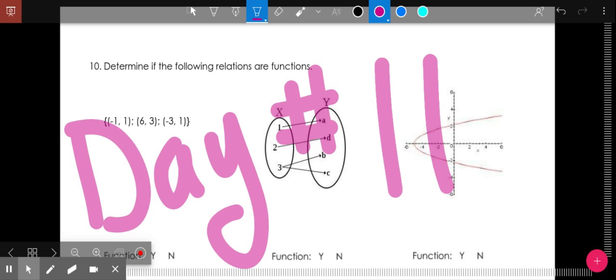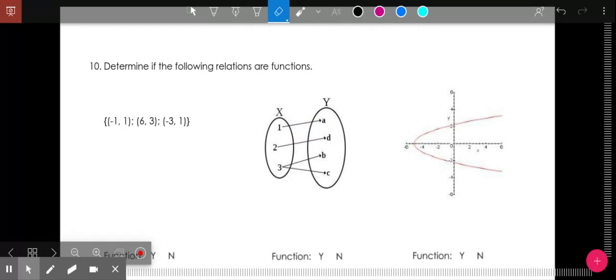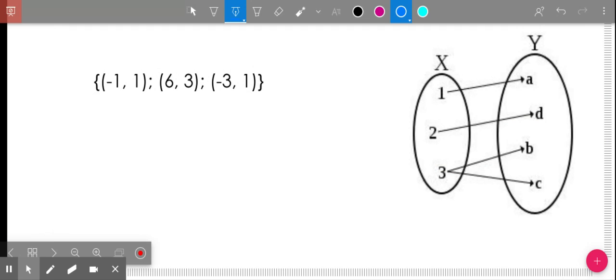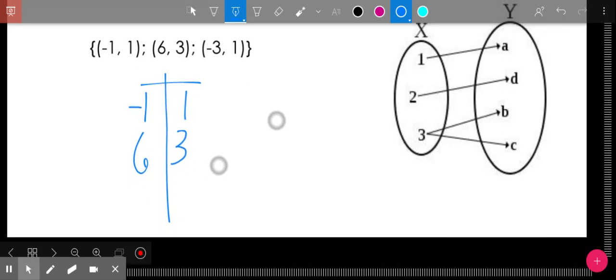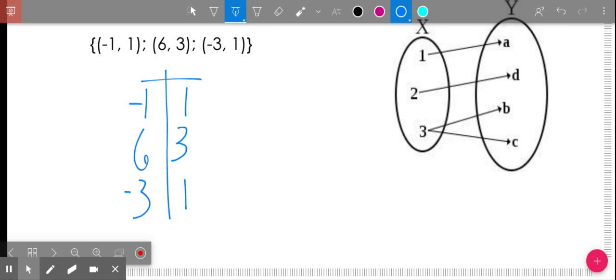Starting with question 10, it says determine if the following relations are functions. Remember, we know that a relation is a function if each input has exactly one output. So our inputs can only go to one output. The first one we're given is a set of points, and this is where we're going to set up our table. So we're going to have -1 and 1, 6, 3, and -3 to 1.